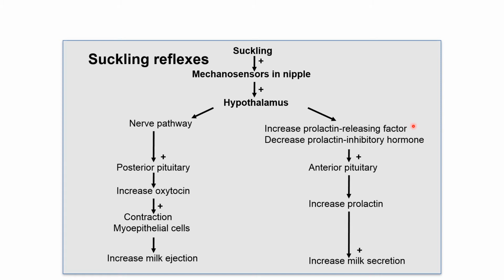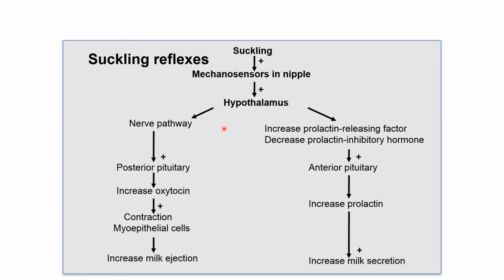I am not sure about this one. It could be increasing TRH, and then once this happens, the release from the inhibitory effect of dopamine will stimulate the anterior pituitary gland to release prolactin, and the prolactin goes and induces milk synthesis.